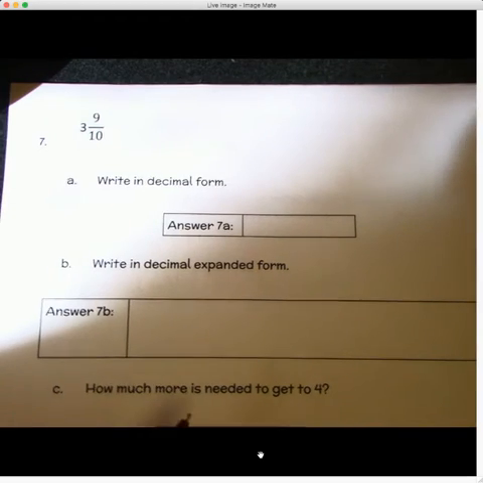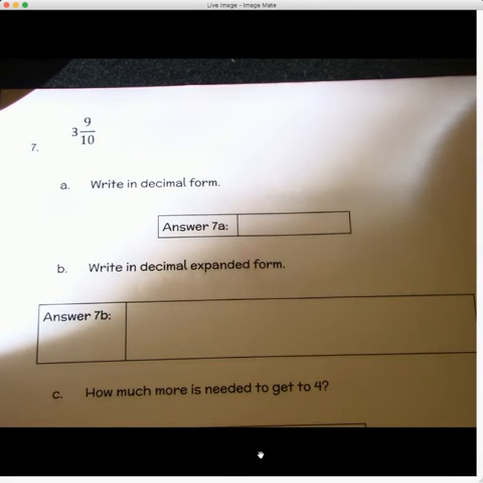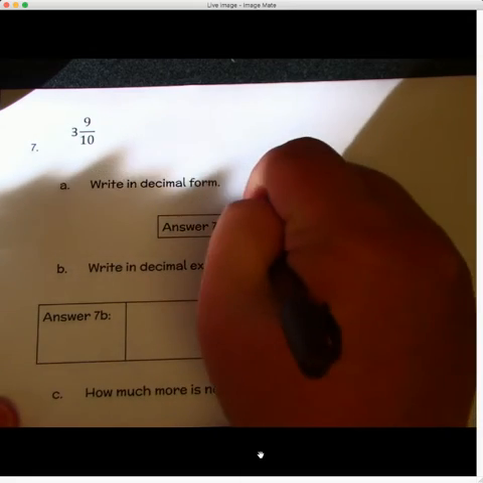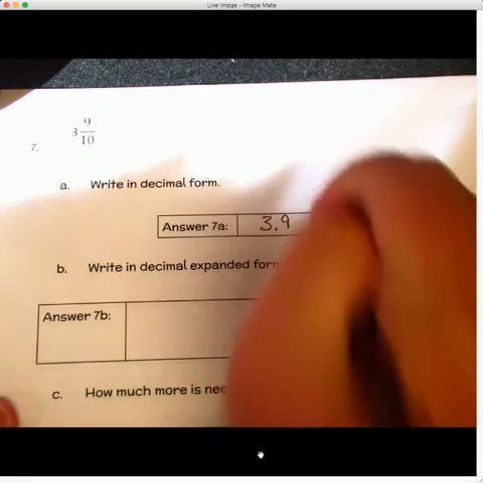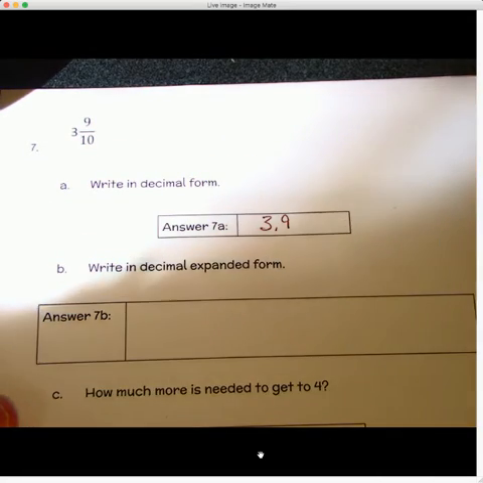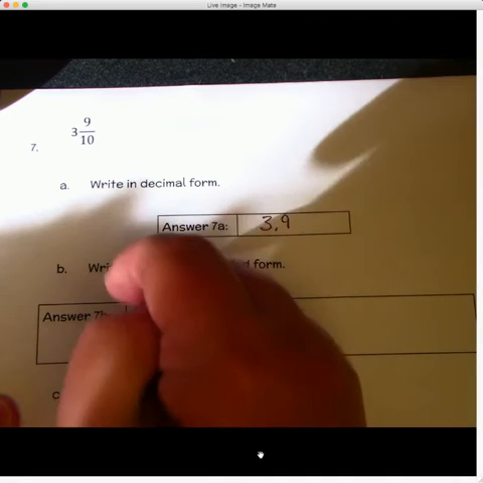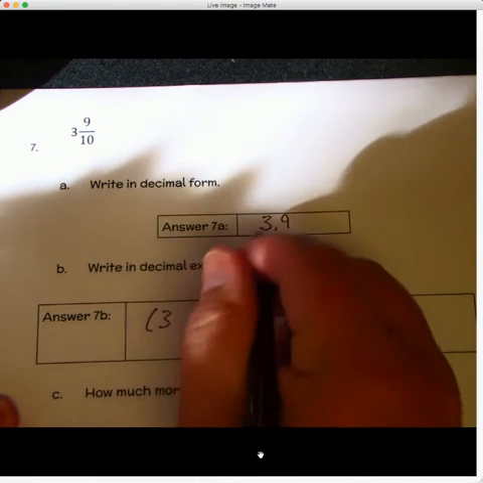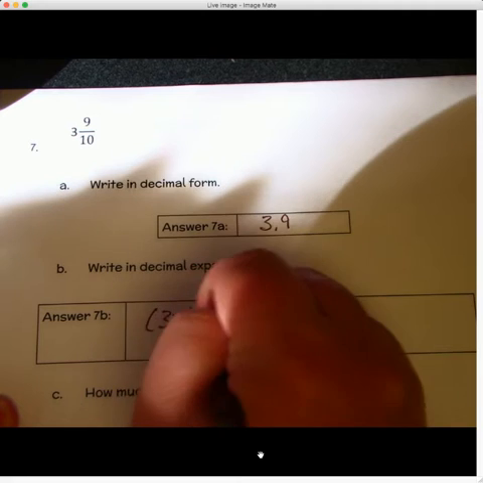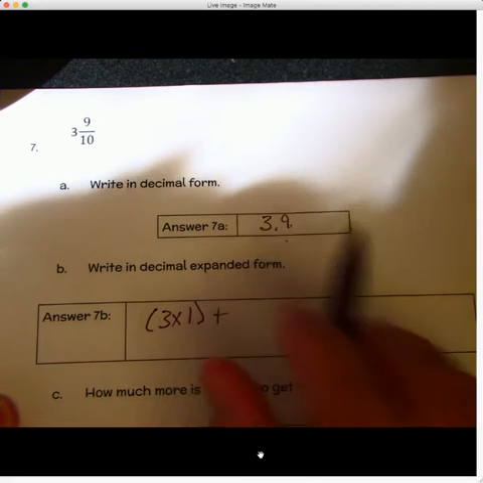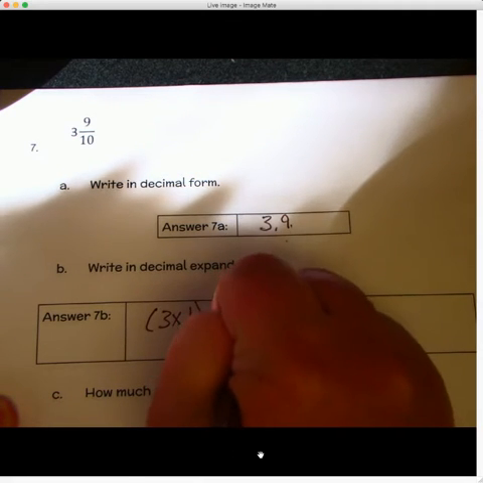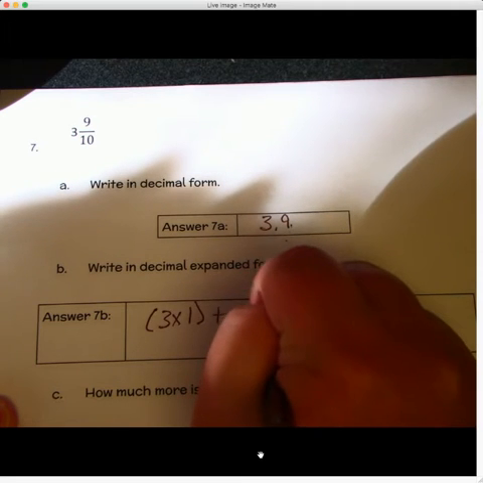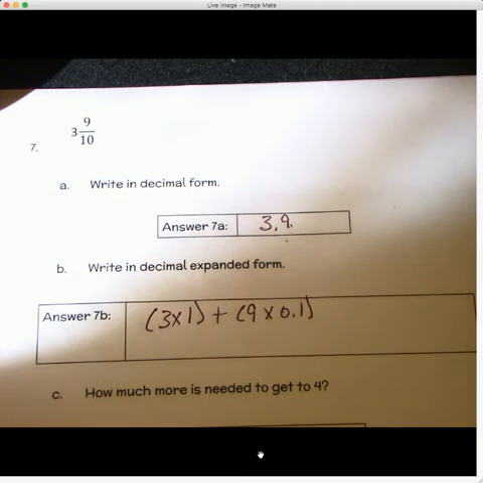So now we have, say that fraction. That's 3. The sun's shining in over here, isn't it? Making lots of shadows. 3 and 9/10. Write it in decimal form. Well, 3 and 9/10. Write it in decimal expanded form. We don't have any tens, do we? We just have a 1. So it's going to be 3 times 1 plus, got a 9 in the tenths place, 9 times 0.1, 9/10.